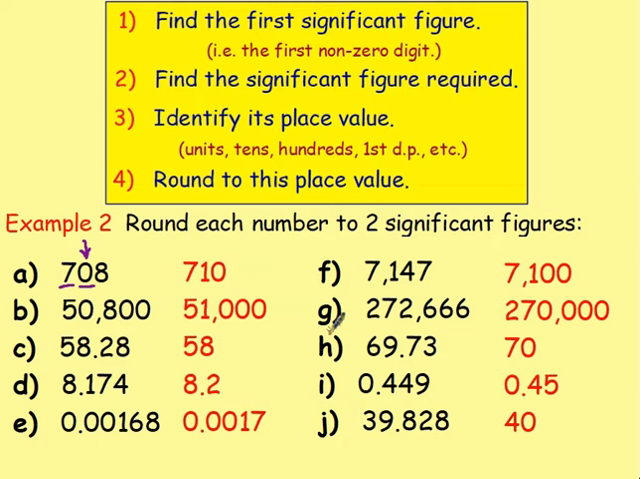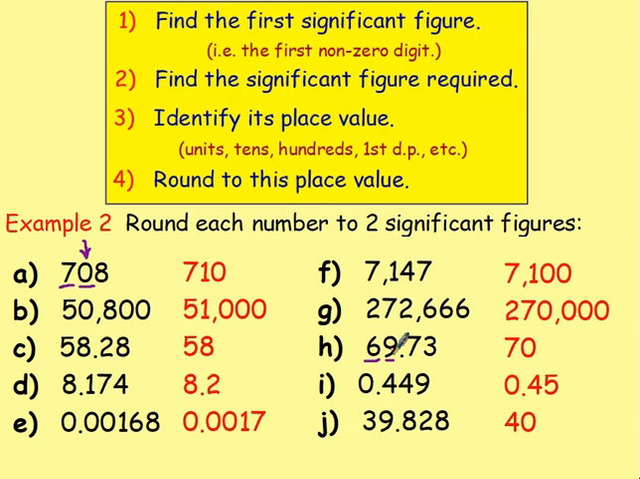Just look out for the likes of H. With H, you've got 69.73. If you round that to 2 significant figures, well, the first significant figure is the 6. The second significant figure is the 9. So that there is the unit. So you want to round that to the nearest unit or whole number. So find your number, look next door, it's 5 or more, so you add one more.